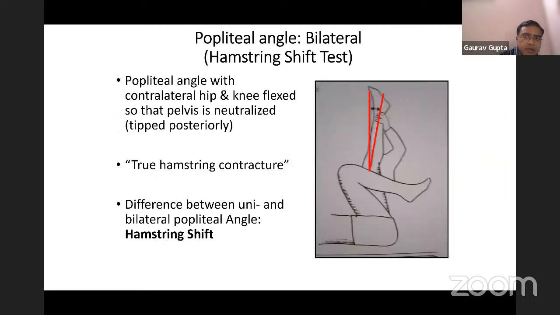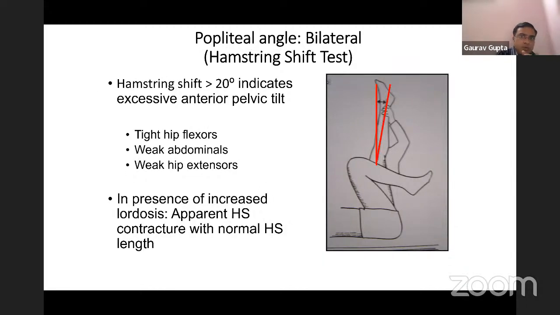Then we ask the patient to flex the hip and knee of the opposite side to square the pelvis to obliterate the lumbar lordosis. And then we measure this angle again. If there is a shift of more than 20 degrees, this is known as hamstring shift. The change in the popliteal angle after flexing the opposite hip and knee is known as hamstring shift.